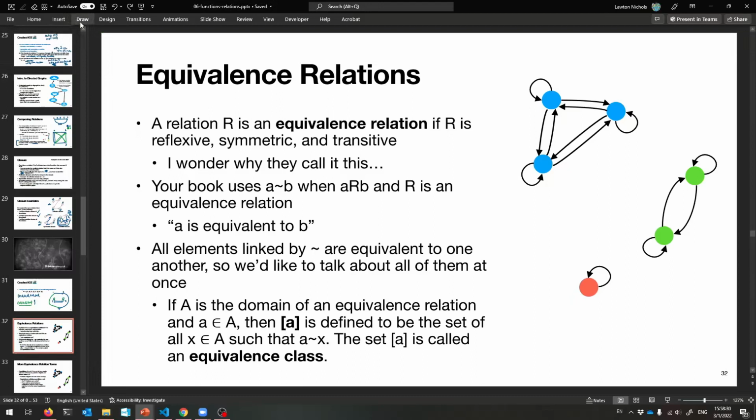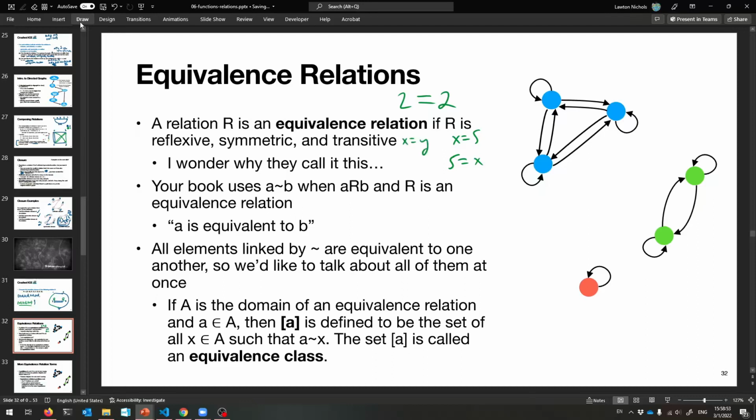Well, there's a very, very important relation that is reflexive, symmetric, and transitive. It is equality, right? 2 is related to 2 under equality, right? That makes sense. It is a reflexive relation. It's also a symmetric relation. If x is equal to 5, then 5 is equal to x, right? And then it's also transitive.